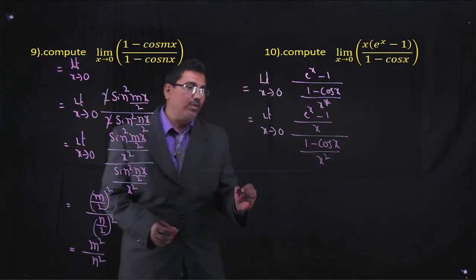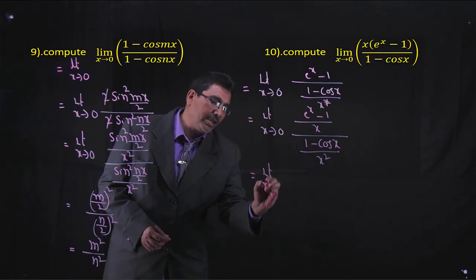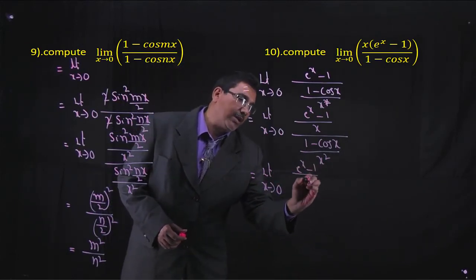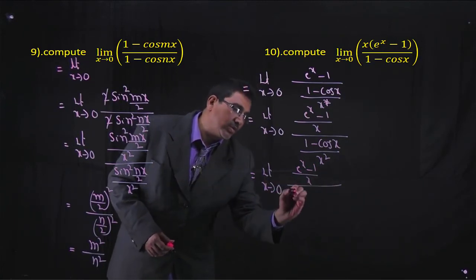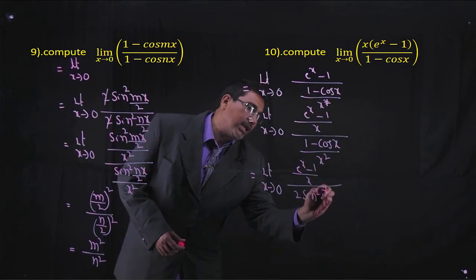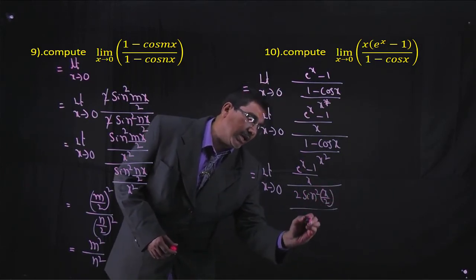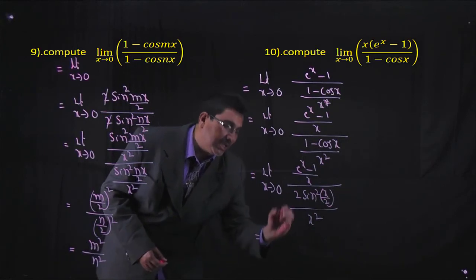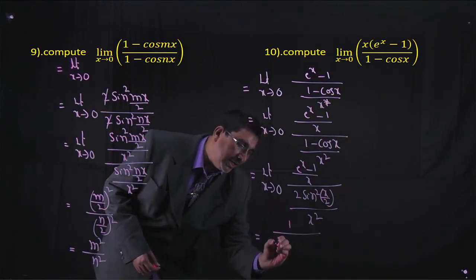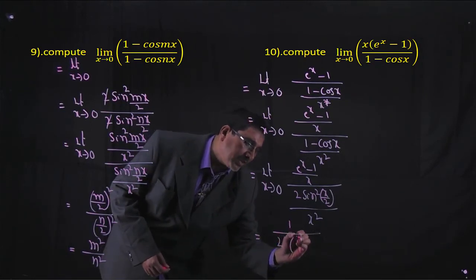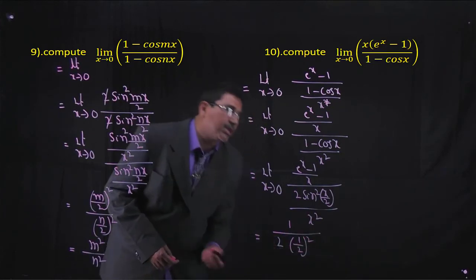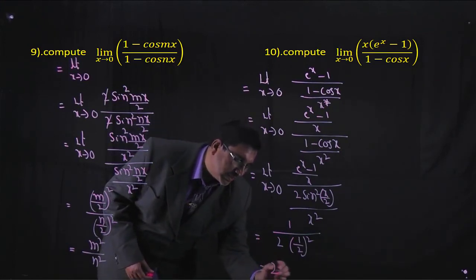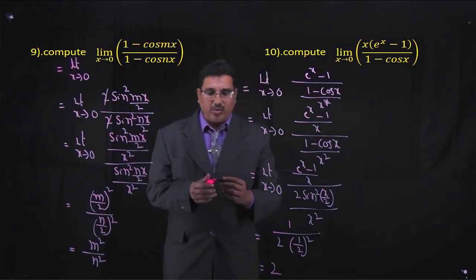Right, that is equal to limit x tending to 0, e power x minus 1 by x divided by 1 minus cos x, that is 2 sin square x by 2 divided by x square. Now, by applying the limit, the numerator is equal to 1 and the denominator is equal to 2 times 1 by 2 whole square. Right, 2 2 gets cancelled, 1 by 1 by 2, that is equal to 2. That is the limit value of the given problem.